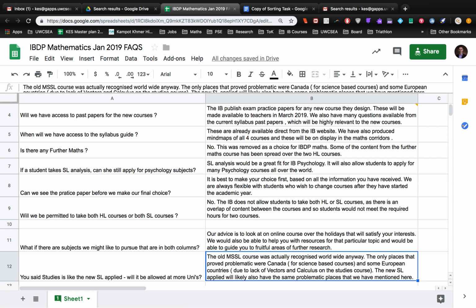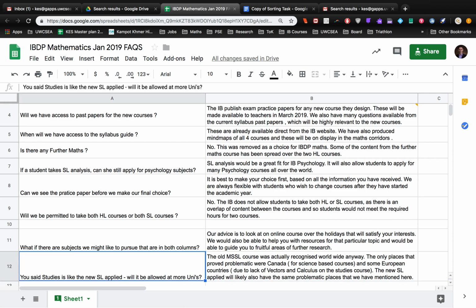The only restrictions were just a few places in the world that specifically wanted certain types of mathematics. And so Canada, and certainly for science-based courses, they demanded vectors and calculus, and certain European countries as well. And the old maths studies didn't have that depth of vectors and calculus, and the new SL Applied doesn't have that depth of vectors and calculus. So they're going to be treated pretty much the same in terms of those particular countries. So there'll be no major disadvantage of taking the SL Applied at all.